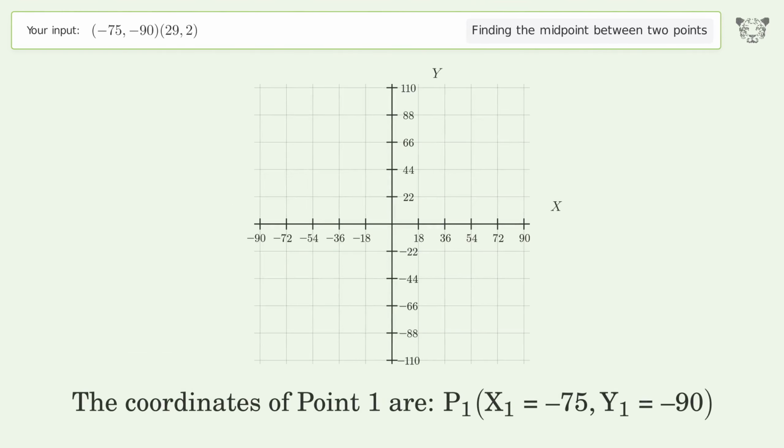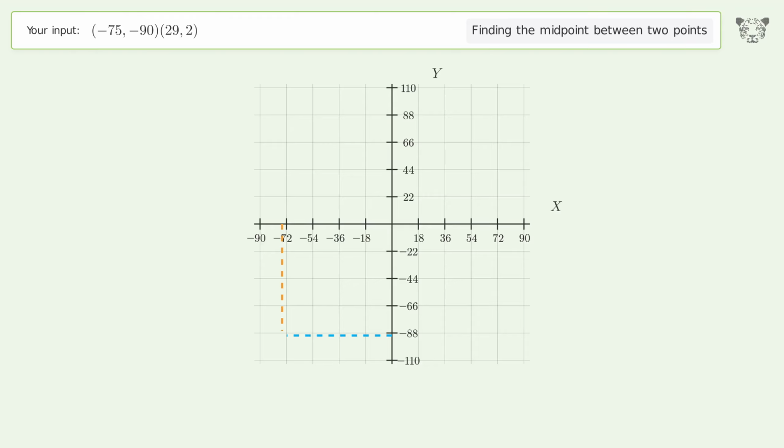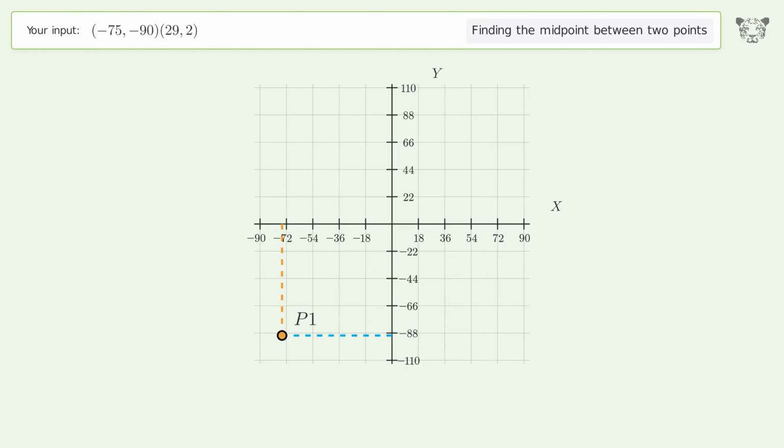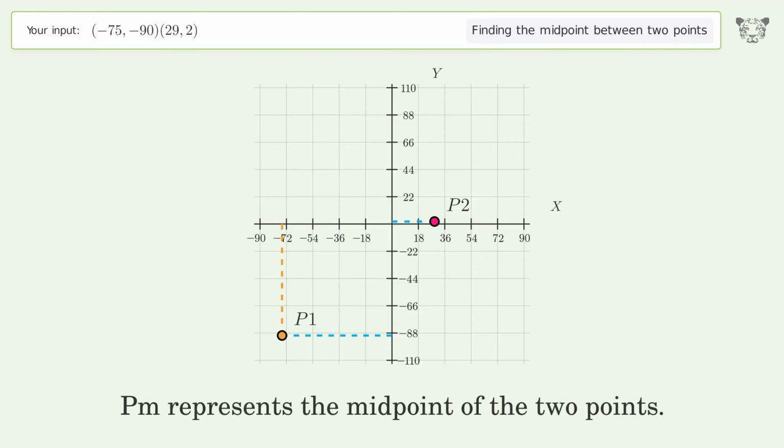The coordinates of point 1 are x1 equals -75, y1 equals -90. The coordinates of point 2 are x2 equals 29, y2 equals 2. PM represents the midpoint of the 2 points.